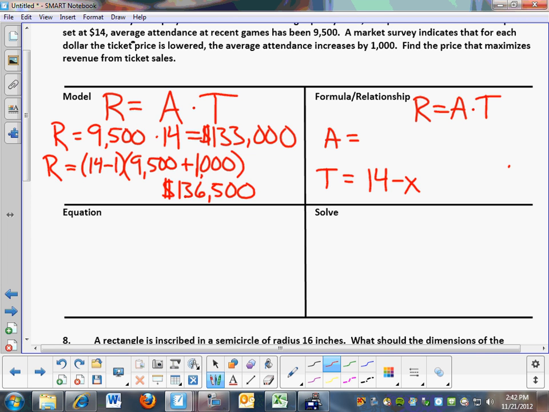The attendance, we've got 9,500. And what are we adding to that? 1,000 times X. Because, you know, if we lower the ticket price 2 times, then we add 2,000 to the attendance. If we lower it 3 times, then we add 3,000 to the attendance. So here I have my attendance, here I have my ticket price. Do we now have enough information to write a function?